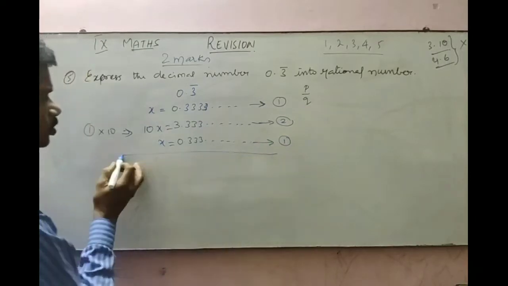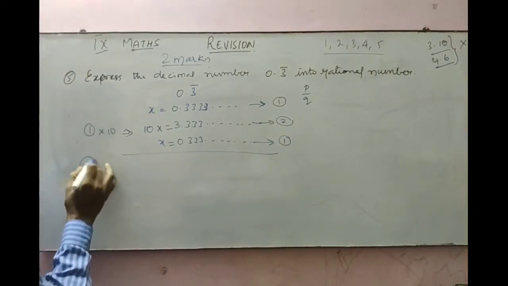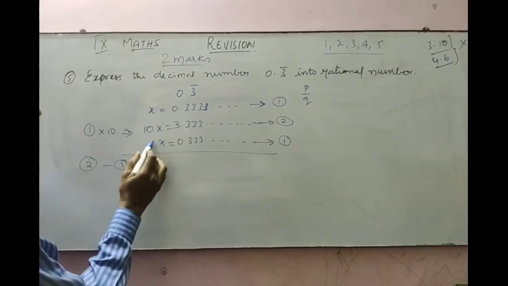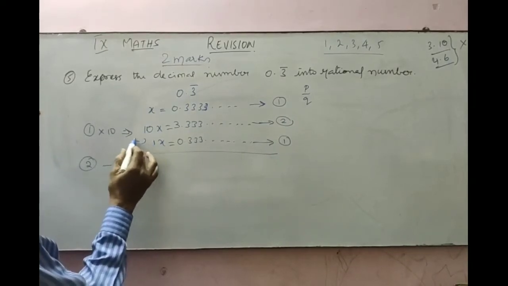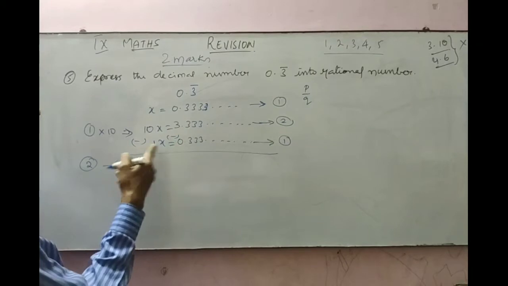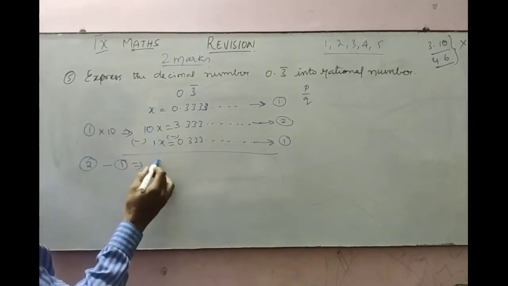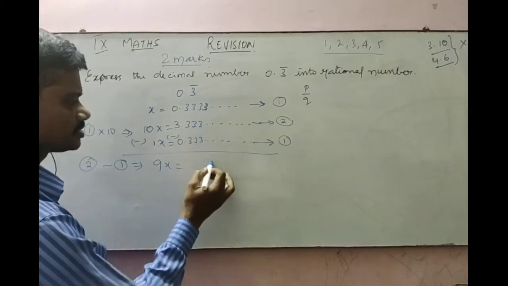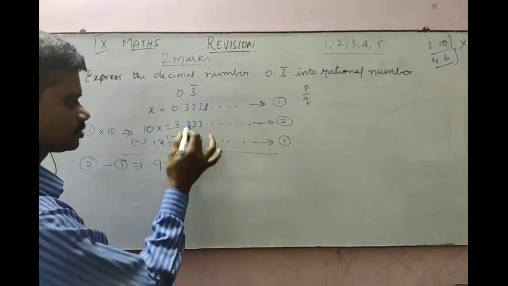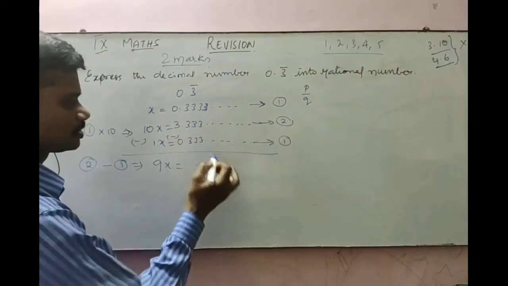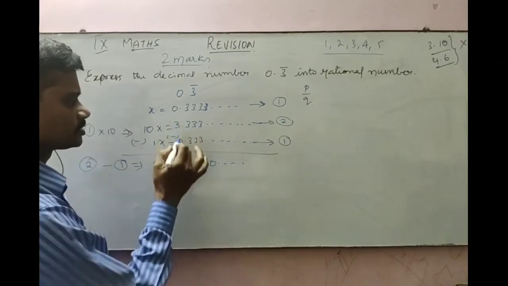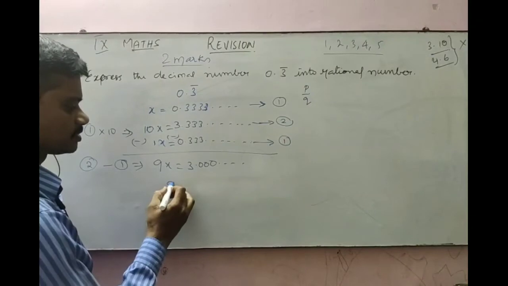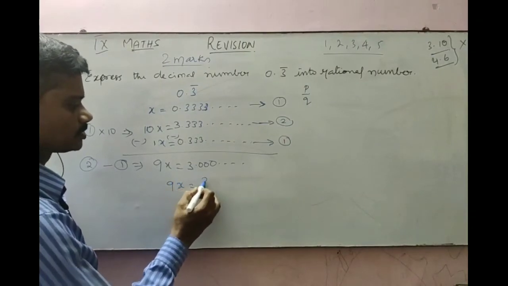Now I am going to subtract those two equations. So equation 2 minus 1 gives here 10x minus 1x. For subtraction I have to change the sign. 10x minus 1x gives 9x. Here if you subtract this, 3 minus 3 is 0, 3 minus 3 is 0, 3 minus 3 gives 0. Like that everything becomes 0. 3 minus 0 is 3. So you will get the answer as 9x is equal to 3.